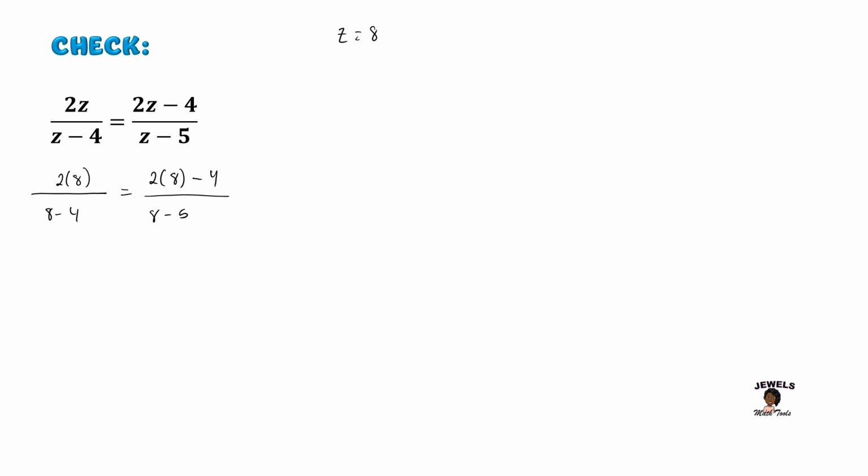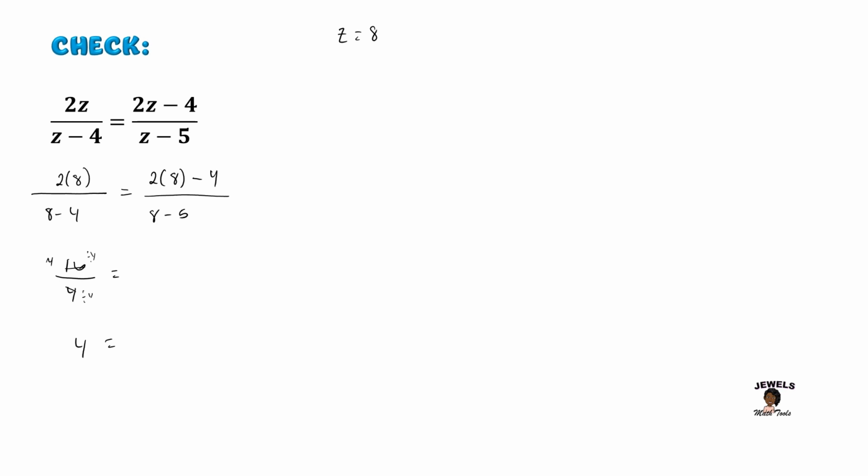So 2 times 8 is 16. 8 minus 4 is equal to 4. And 16 divided by 4 is equal to 4. Okay, so let's work out the right hand side of our equation.